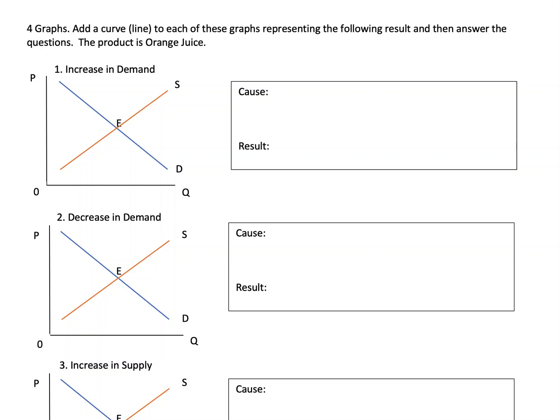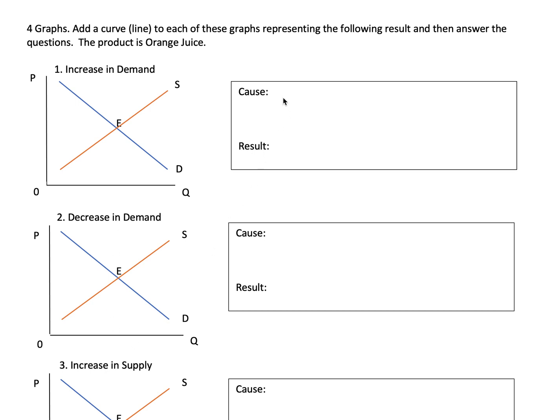So here's a practice graphing activity. You'll see it online. What you want to do is take a moment to read through what's being asked here. We're talking about orange juice here. And for each of these graphs, all you want to do is shift one of the curves based upon what's being asked for in the number for graph.